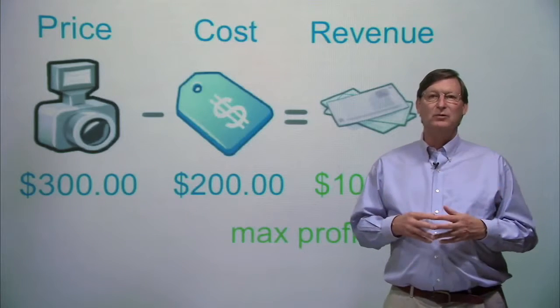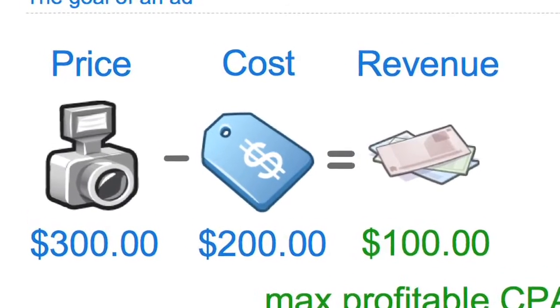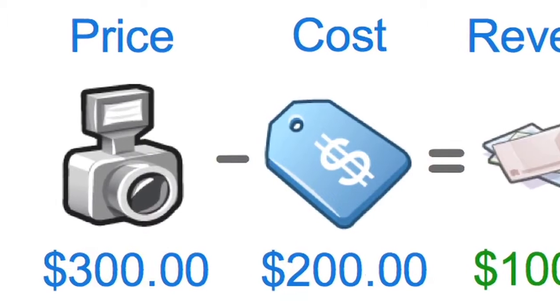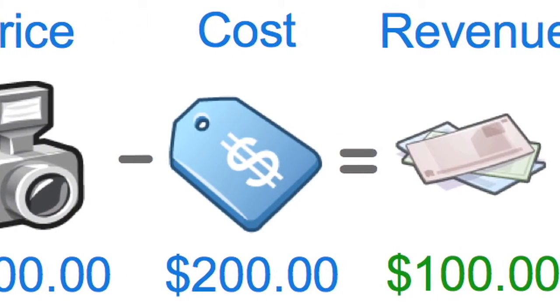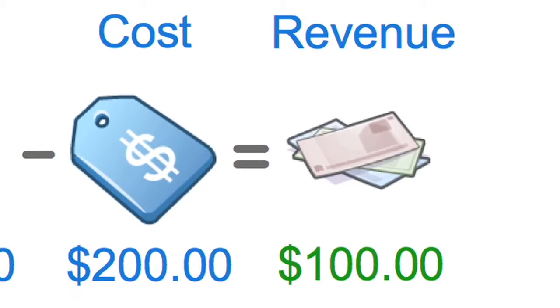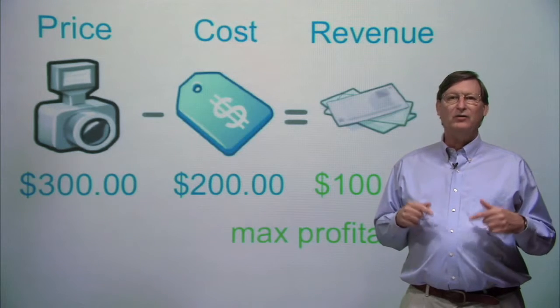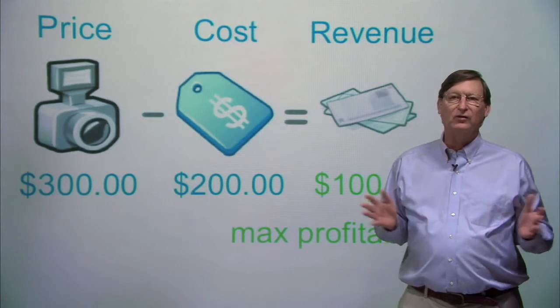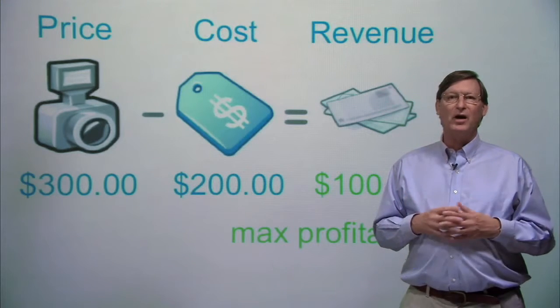For example, you may sell a digital camera on your site for $300. Let's assume that each camera has an additional wholesale cost of $200 to you. Therefore, a conversion for a user who buys a camera on your site generates $100 worth of revenue for you. This is the price the user paid, $300, less the cost to you, $200. That $100 revenue is your maximum profitable cost per acquisition, or CPA. You can pay up to $100 for each conversion and still make a profit on the sale.